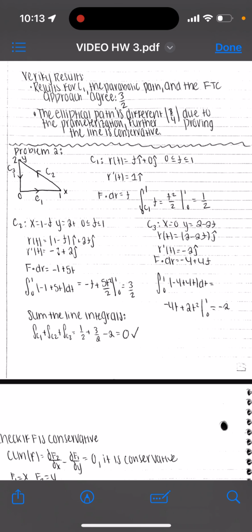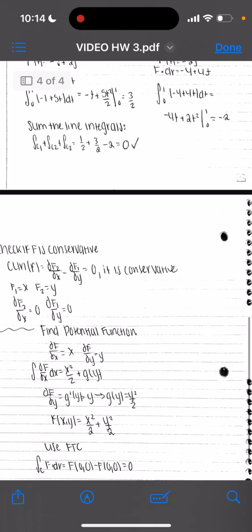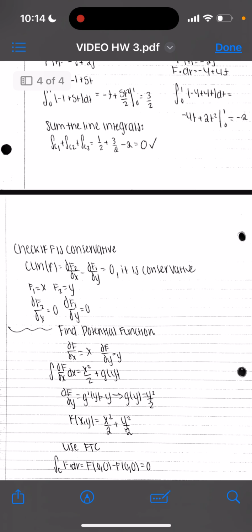Sum up the line integrals. According to the identity, they should be equal to 0. As you can see, they are. Check if F is conservative. Similar to the first problem, we're just going to do the curl test here. The curl test results in 0, so you know it is conservative.